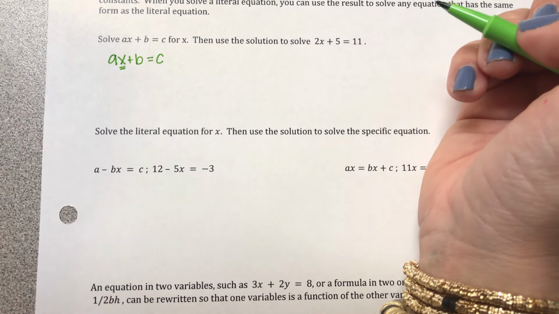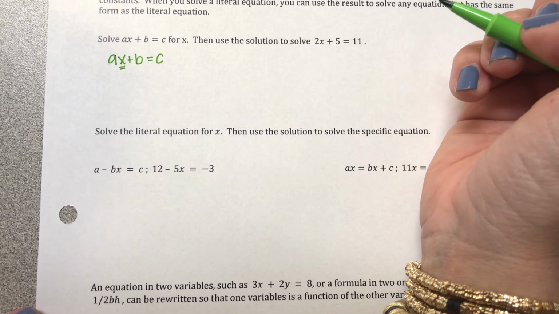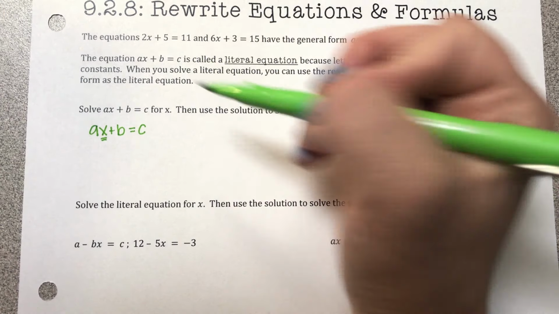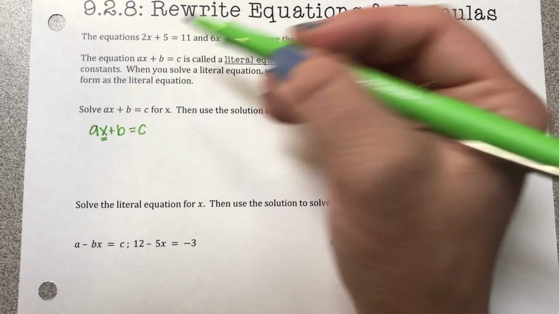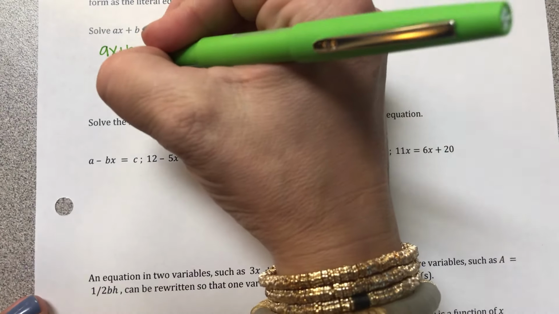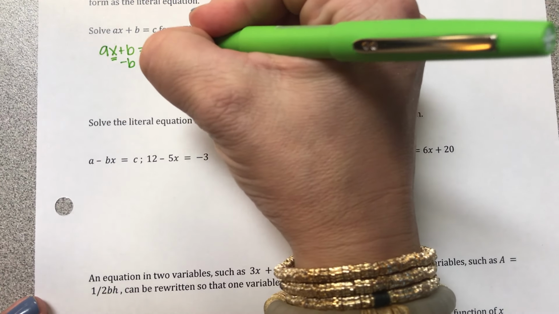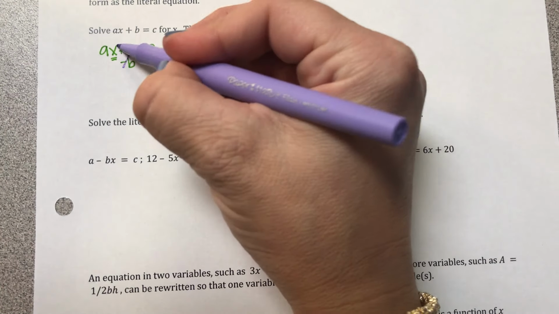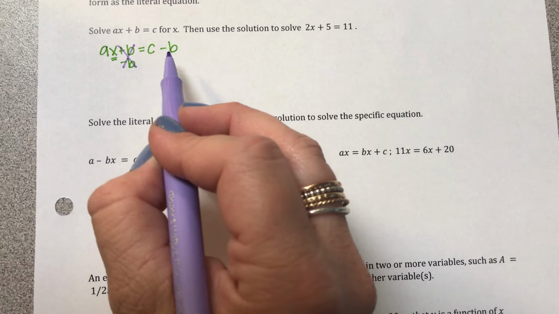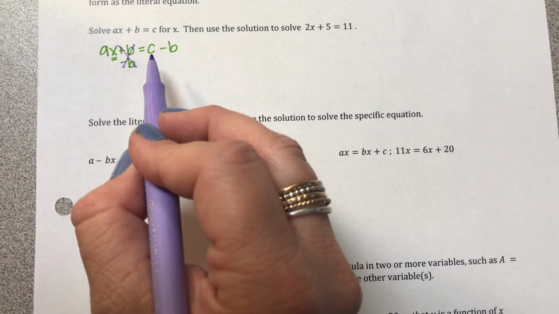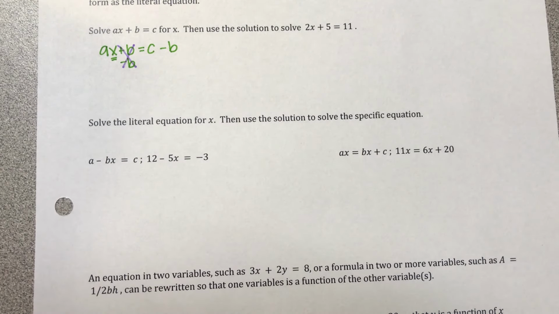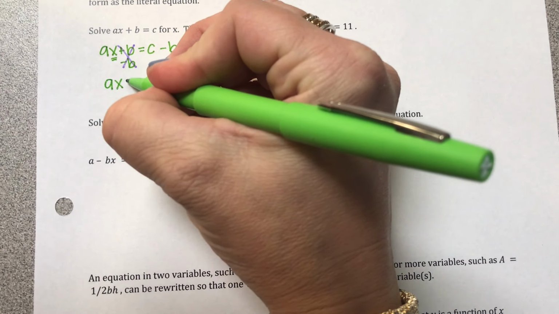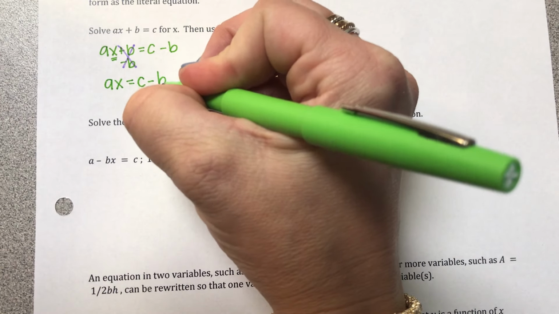Okay, so what would be the first thing that you would do? Go back to this form. If I was trying to solve this equation, what am I going to do first? I'm going to subtract 5. So here, that means I'm going to subtract b from both sides, right? When I subtract b, it goes away, and now it's over here. But because these are variables and not numbers, I don't know what c - b is. So I'm just going to leave it as c - b. So now what I have is a times x equals c - b.